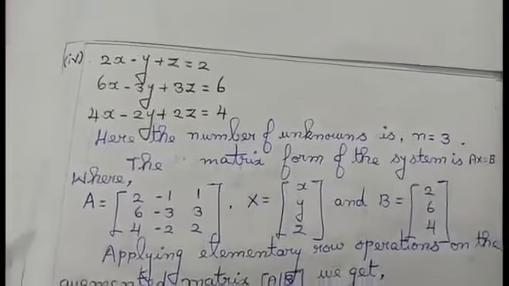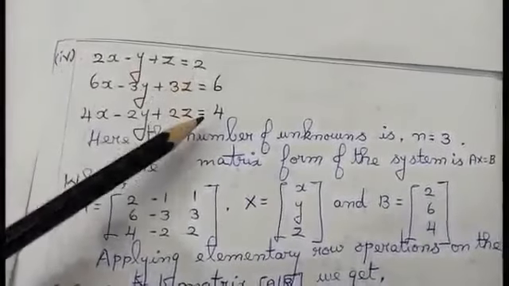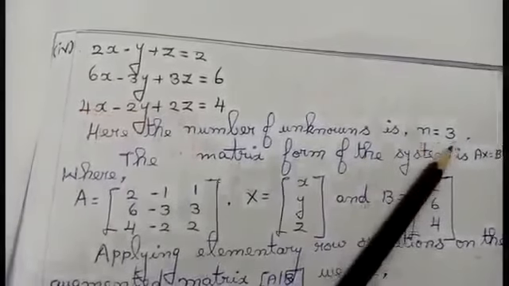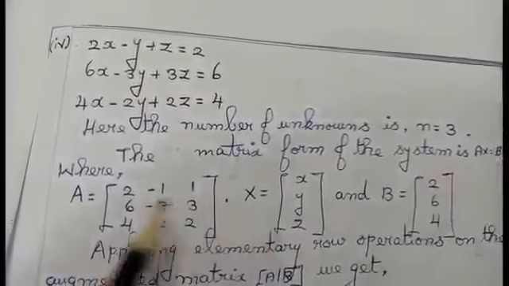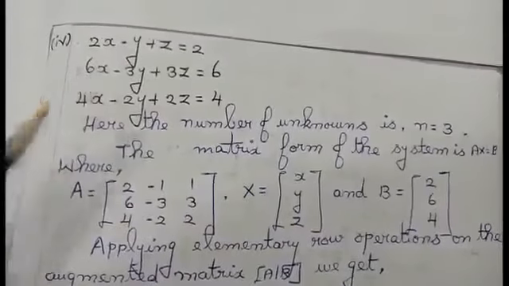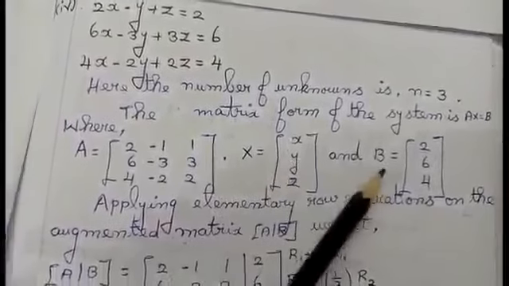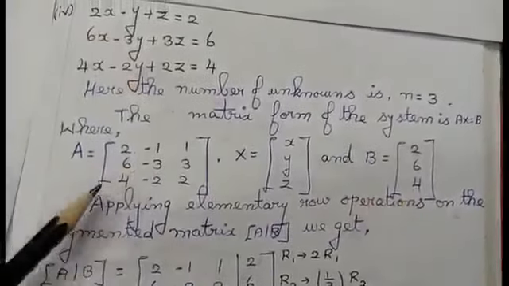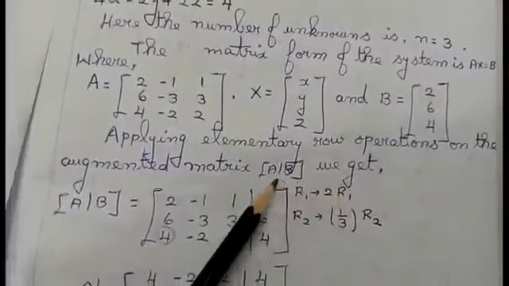We take the equations with the variables on the left hand side and the constants on the right hand side. First, I check the number of unknowns, x, y and z, so n equals 3. Second, we write the system in the form Ax equal to B. I take A as the coefficients of x, y, z; capital X as the unknowns x, y, z; and B as the constants as given in the equations. Now, applying elementary row operations on the augmented matrix AB, we get the meaning of augmented matrices.